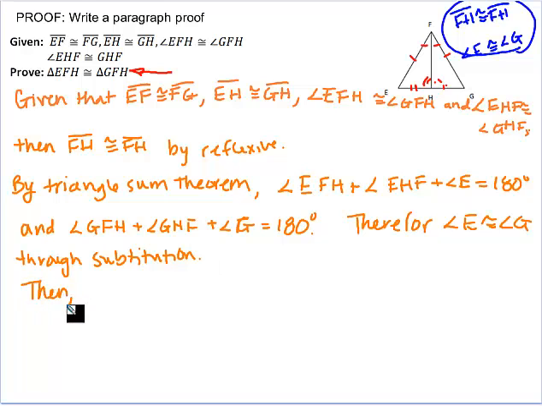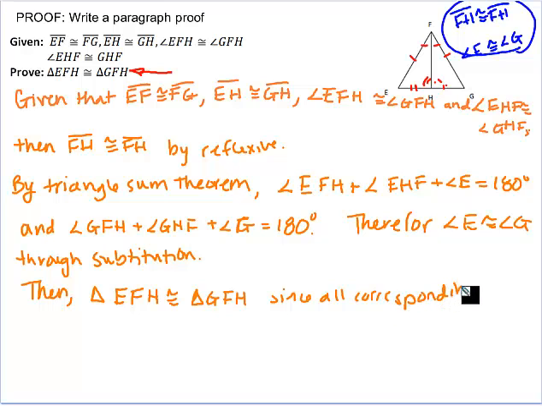So then triangle EFH should be congruent to triangle GFH, since all corresponding parts of the triangles are congruent.